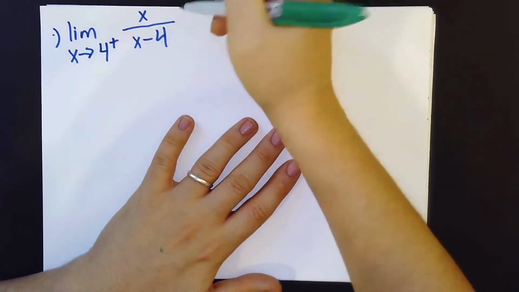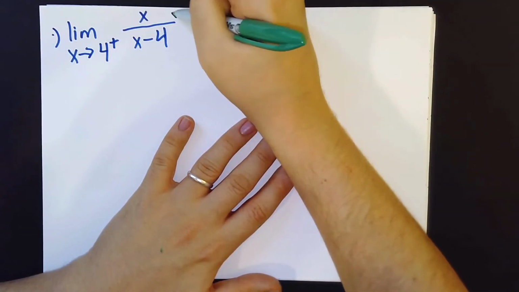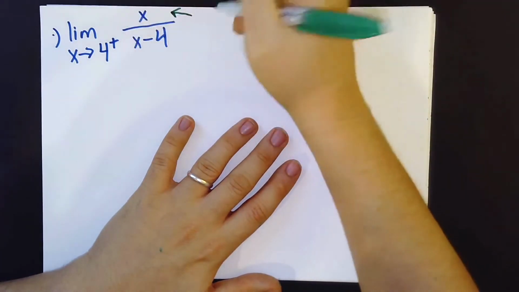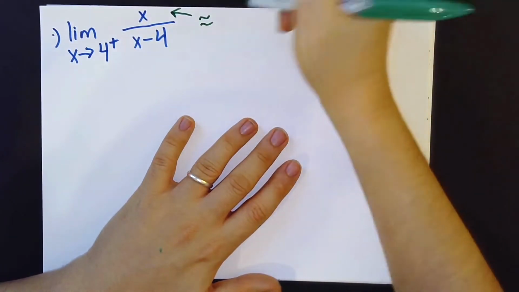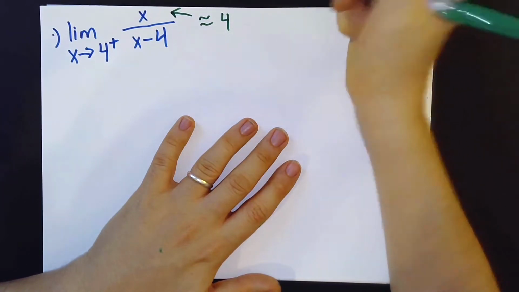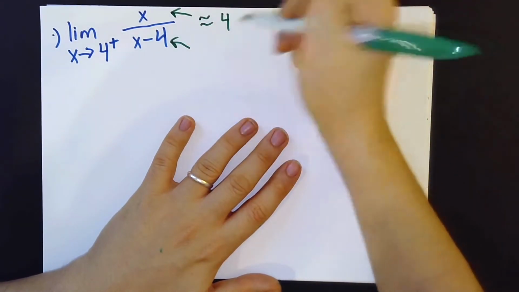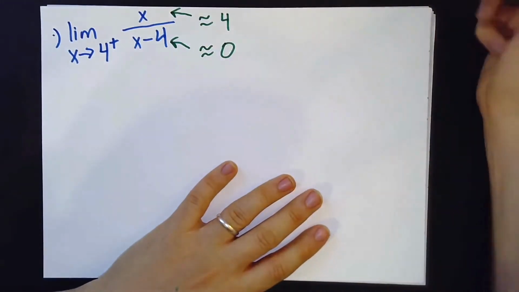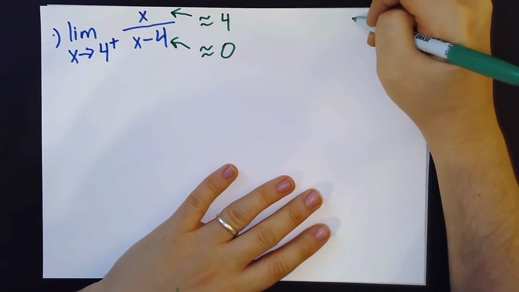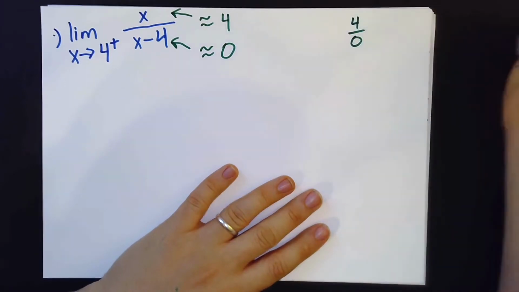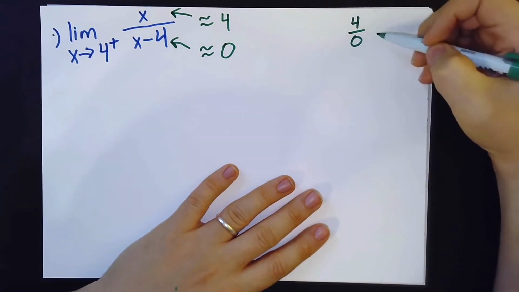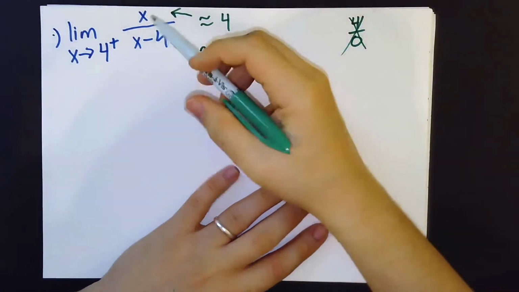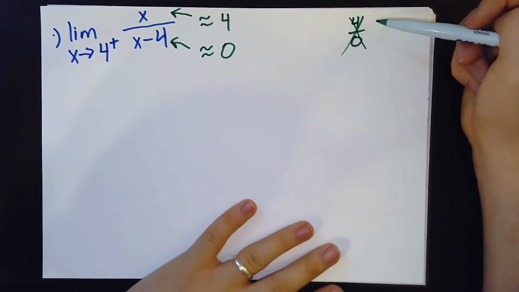And it's useful here to go back to our old-fashioned way of doing this, which is to say, okay, what's happening in the numerator? It's going to 4. What's happening in the denominator? It's going to 0. And so I see, hey, this thing wants to be 4 over 0. That's not good. So that tells me this answer is going to be some flavor of infinity.